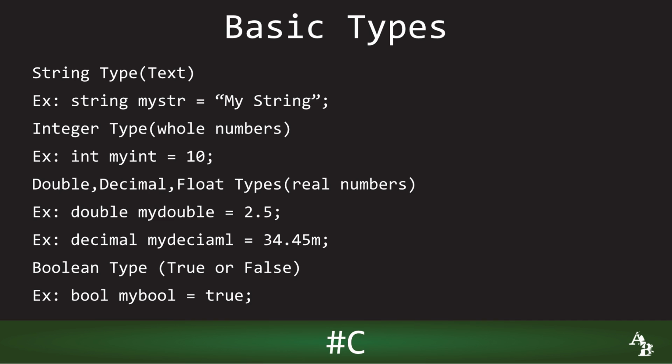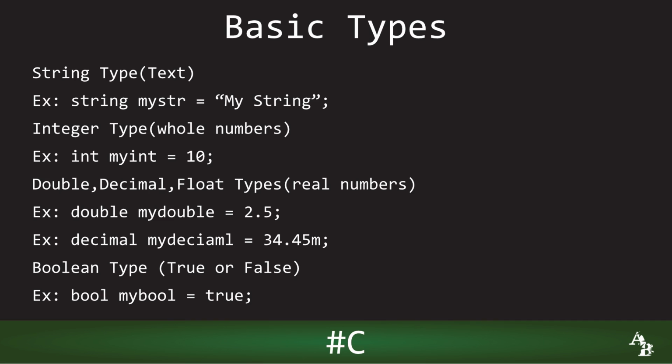Now, for those of you who haven't been in math class, whole numbers are those nice, pretty numbers that everybody wants you to look at. There's no decimals. It's just a whole number. Case in point, my int, in the example, the number 10.